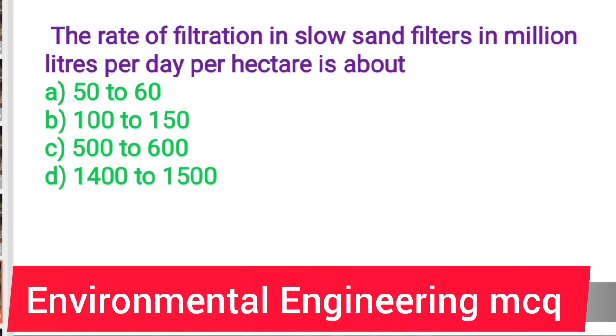Next question, the rate of filtration in slow sand filter in million liters per day per hectare is about: option A 50 to 60, option B 100 to 150, option C 500 to 600, option D 1400 to 1500. The correct answer is option A 50 to 60.